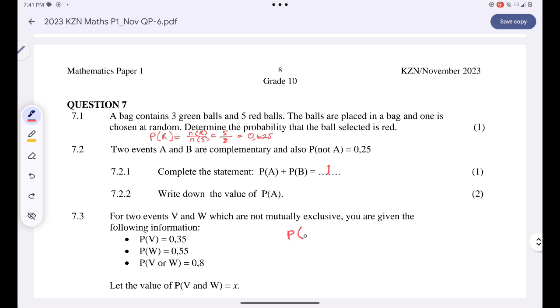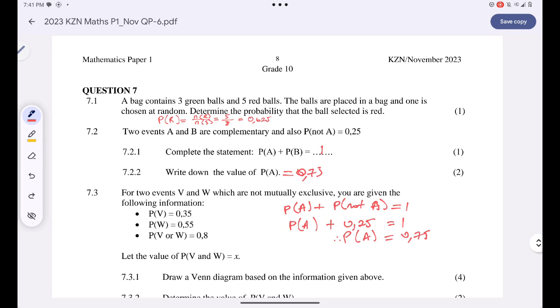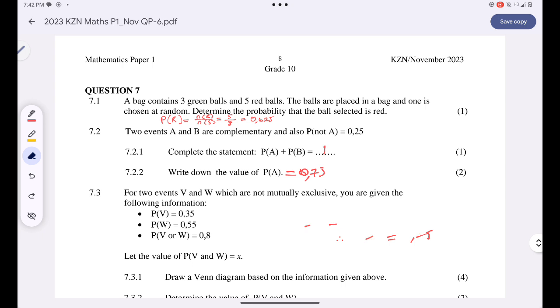Then I must write down the value of the probability of A. Remember that the probability of A plus the probability of not A, which is just the probability of B, is equal to 1. The probability of not A is 0.25, so 0.25 plus the probability of A equals 1. Therefore the probability of A is simply 0.75.